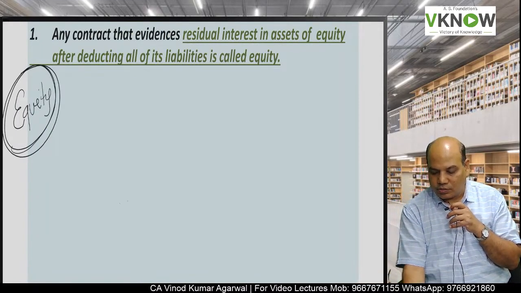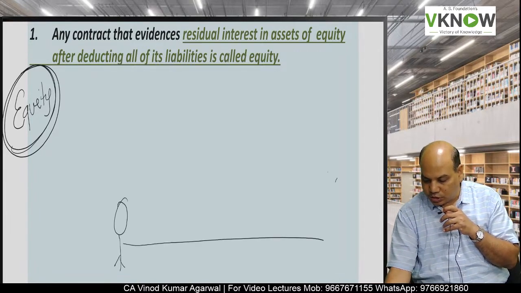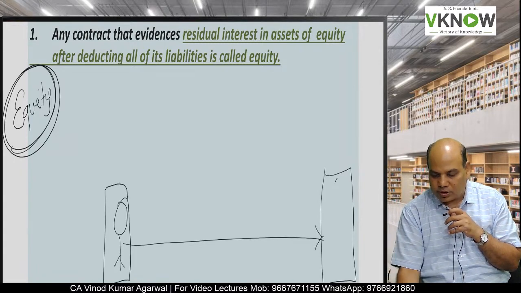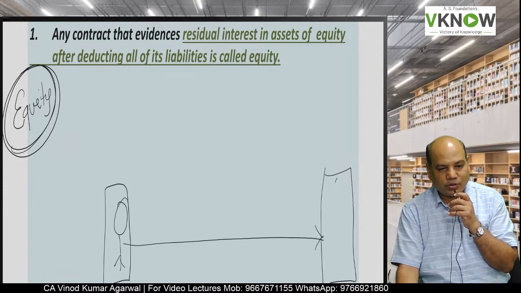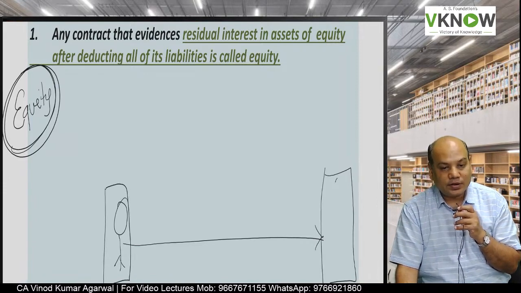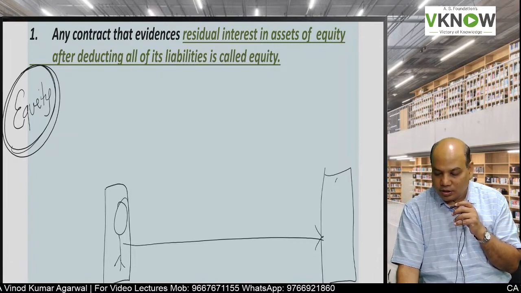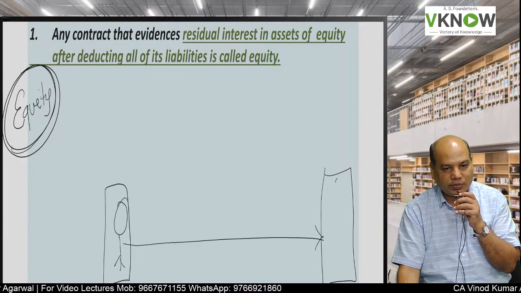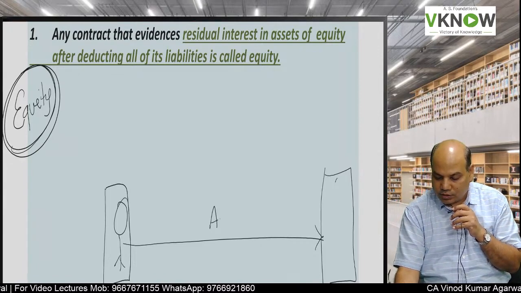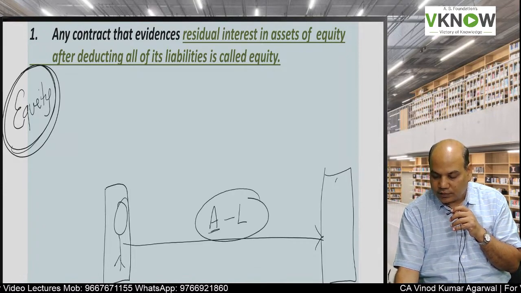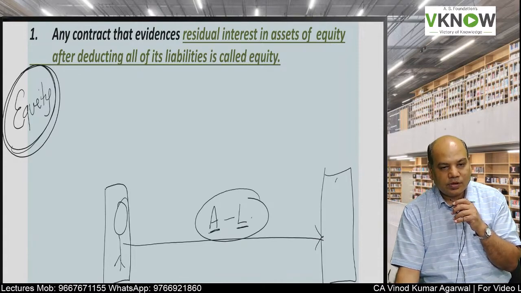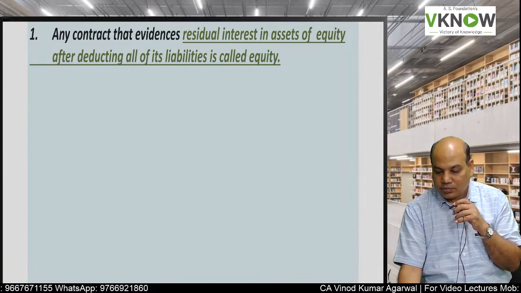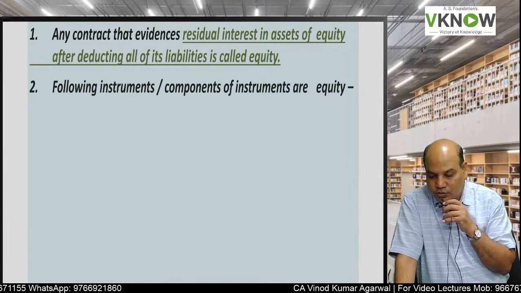Equity shareholder is the last person in the queue. Suppose this is the queue which starts from here. This is the last person in that queue, that is the equity holder. A contract that evidences residual interest in the assets of the entity after deducting all the liabilities is called equity. That means assets minus liabilities. First the assets will be used to pay all other liabilities and whatever is remaining is called equity. They have a residual interest. They are the last person to receive their amount.